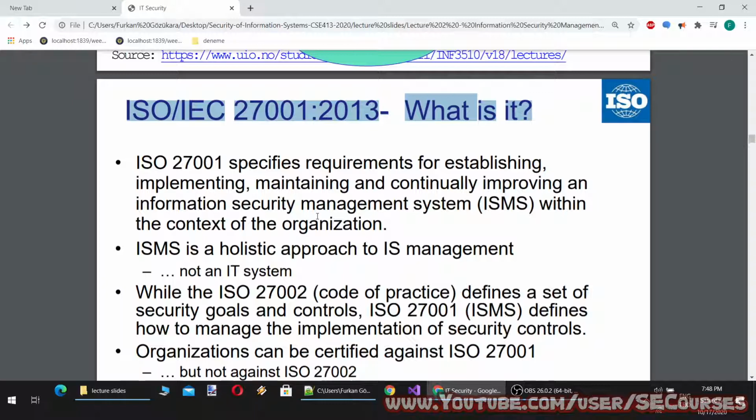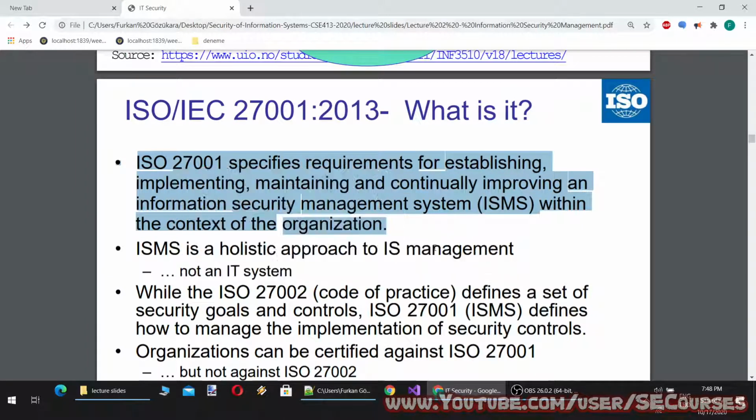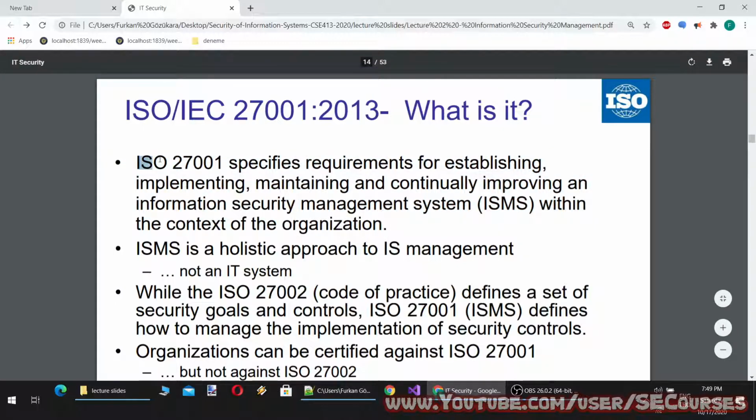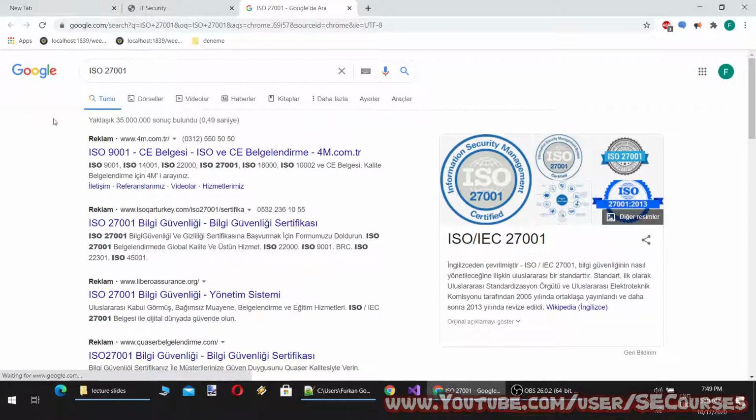ISO IEC 27001:2013. What is it? ISO 27001 specifies requirements for establishing, implementing, maintaining and continually improving an information security management system (ISMS) within the context of the organization. So if you become an expert in ISO 27001, you probably can get a job with such ease.